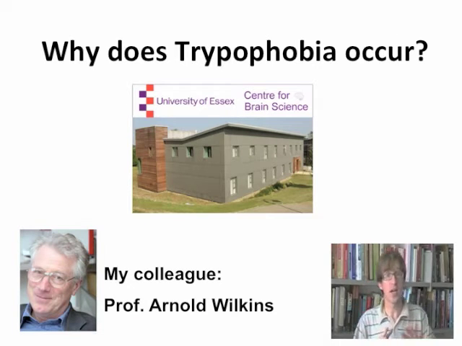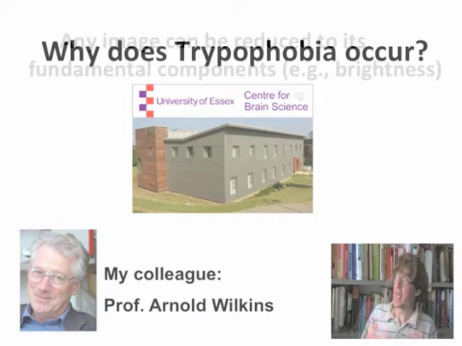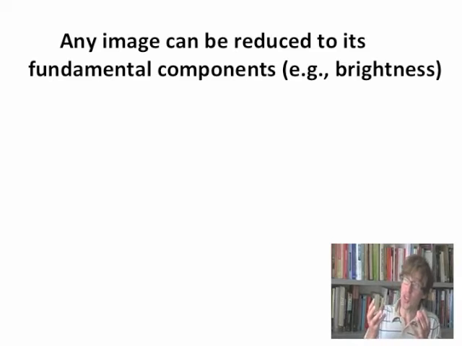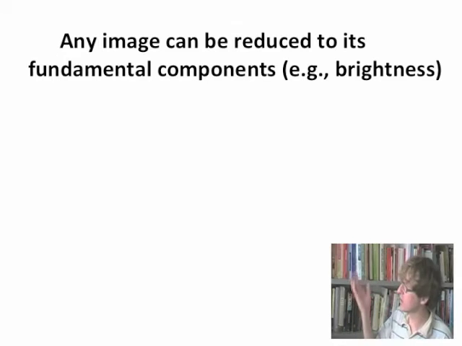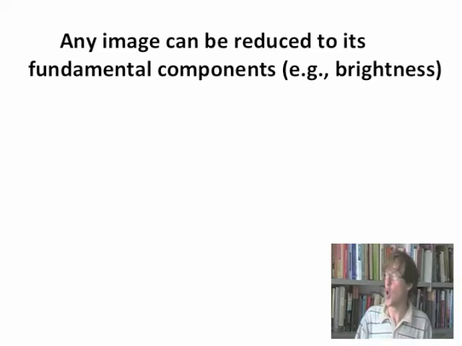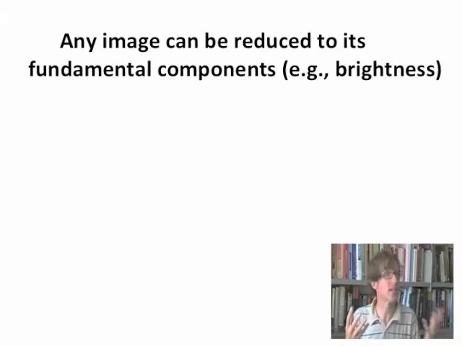But first, I need to give you some relevant background to one particular aspect of the human visual system to make the explanation make sense. If you take any visual percept, any image, you can break it down into its fundamental components meaningful to the visual system. So this would be things like brightness, or luminance, wavelength of light, contrasts, edges. These are all the components which the visual system puts together in order to generate a representation of what's out there, generate an image.